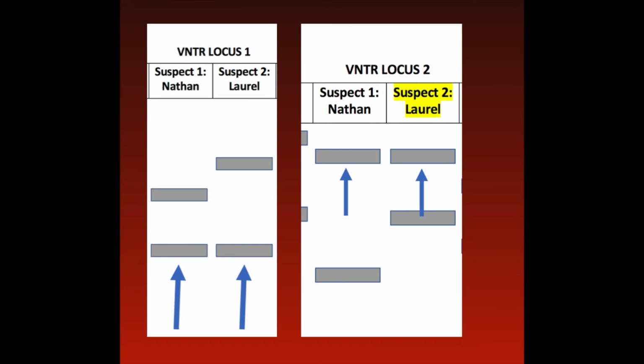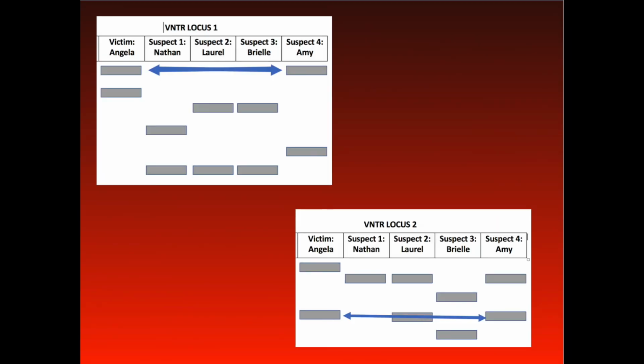Looking closely at the VNTR loci again, we can confirm their validity by looking into relationships. Nathan and Laurel are father and daughter because they each share an allele in both loci. This is because a child inherits one allele from each parent. This is shown by the arrows above. Additionally, we can tell that Angela and Amy are in fact related due to having the same allele in both loci. Twins will have similar DNA fingerprints, but will have some slight differences and will never be the same.